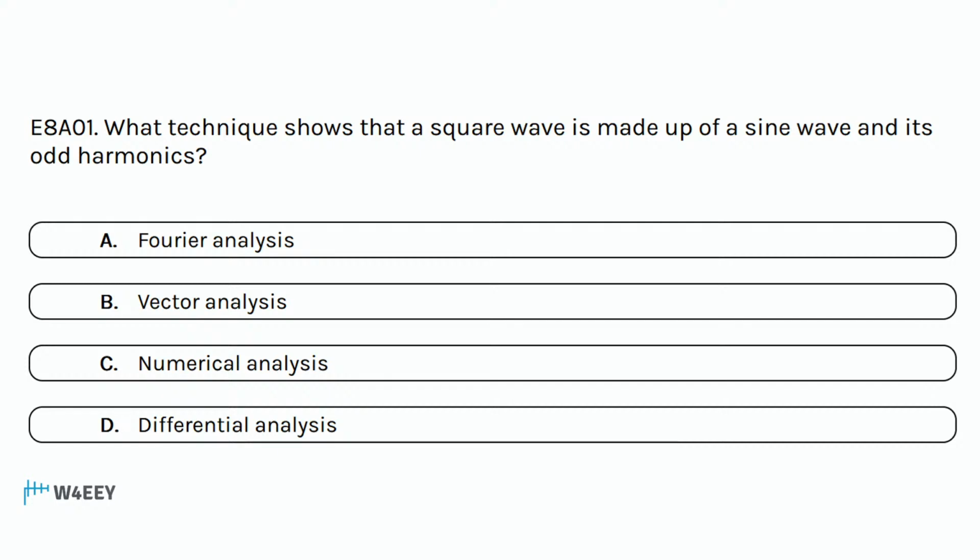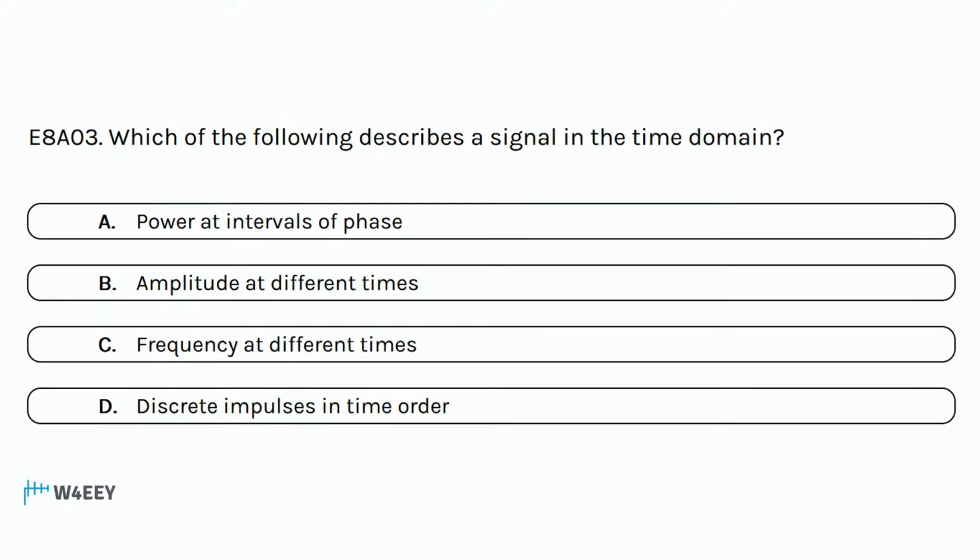Alpha. Fourier analysis, yes. And which of the following describes a signal in the time domain? C? No. Guess I missed that one.